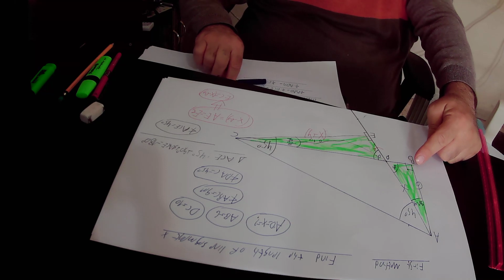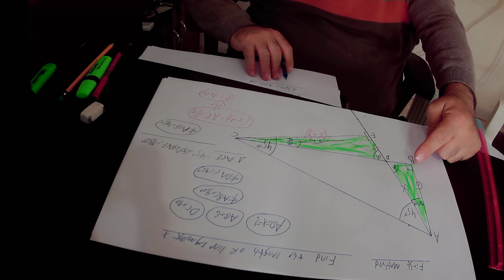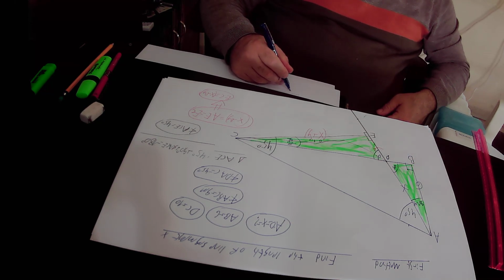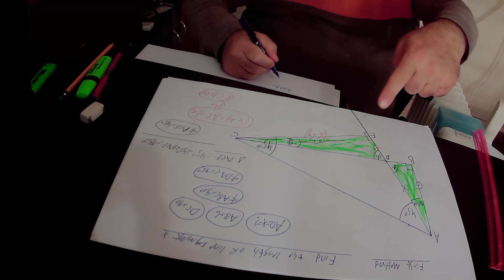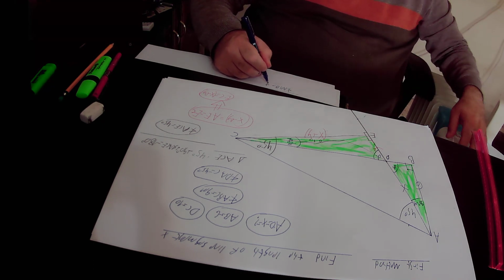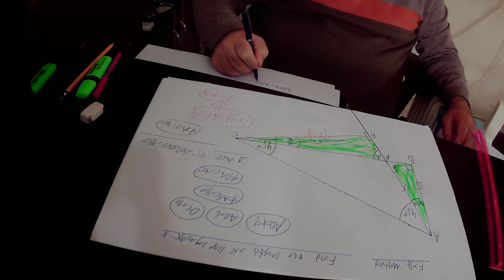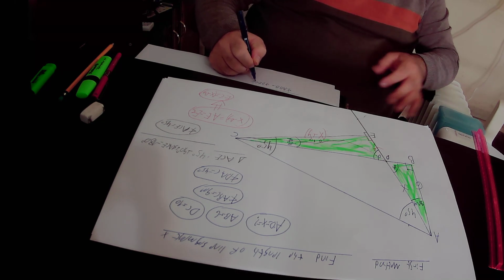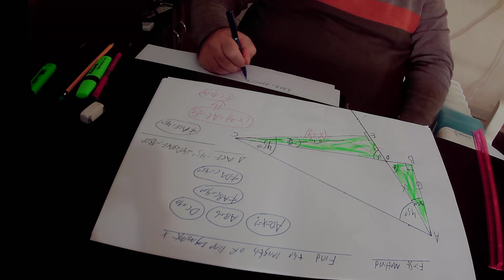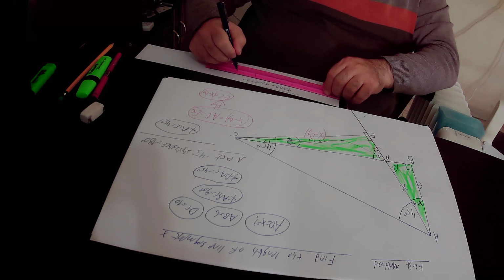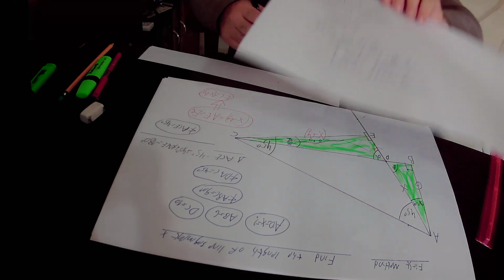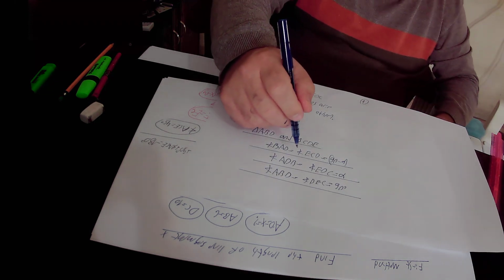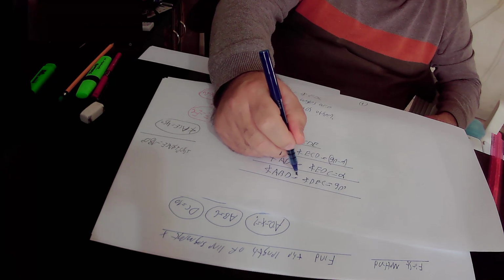So angle ABD equals this angle, angle DEC, and both angles are equal to 90 degrees. I'll repeat again, angle ABD equals angle DEC, and both angles are equal to 90 degrees.